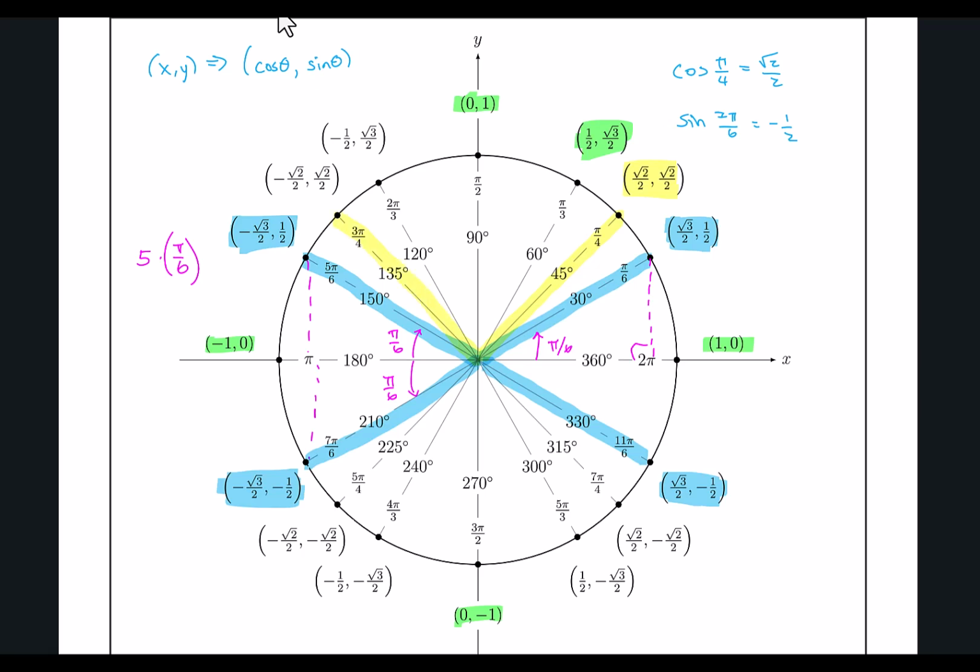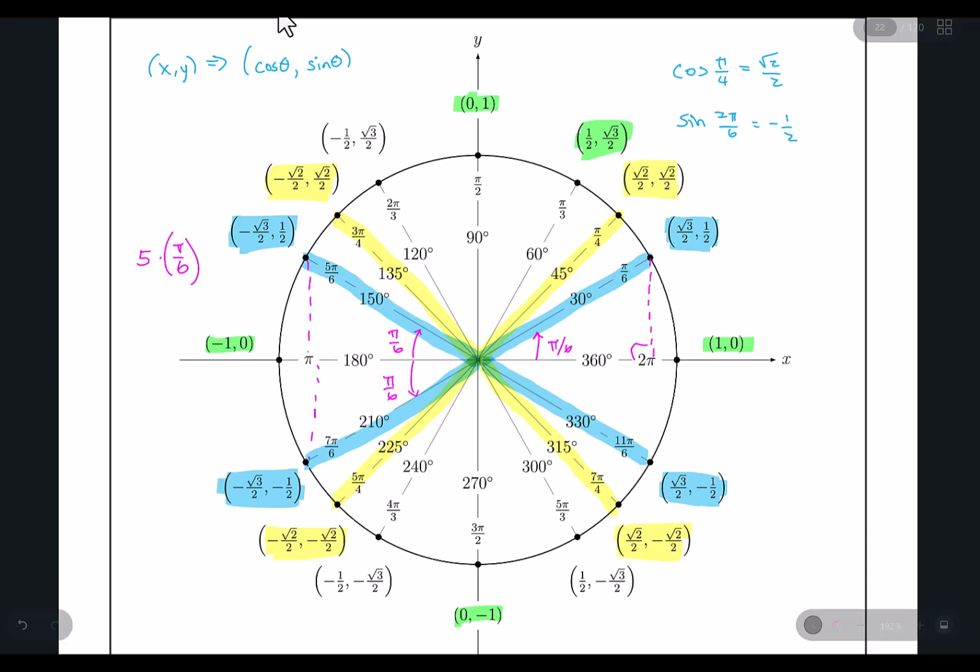This is 3 times pi over 4, so that's the reference there. Same thing, it's just negative on the x coordinate. And then down here, the x and y are both negative, but the same values. And here, same values, different signs.